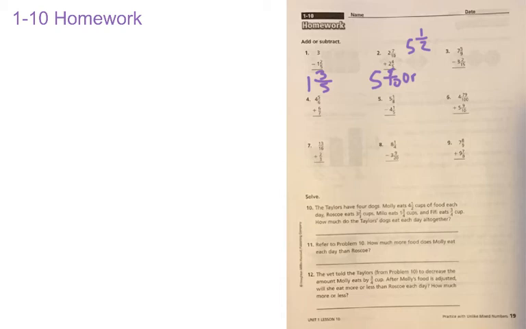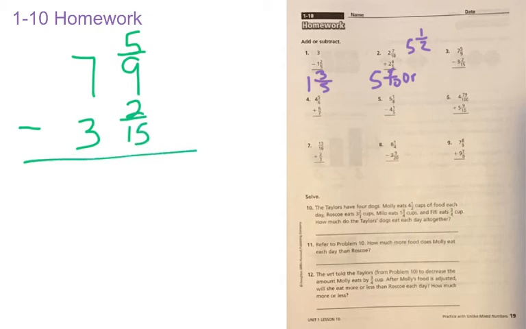We can go ahead and look at number 3, and we have 7 5/9, and we are subtracting from that 3 2/15. I again need to find a common denominator between 15 and 9, and I'll just write down my multiples of 15. I have 15, 30. 9 can't go into 15 evenly, 9 can't go into 30 evenly.